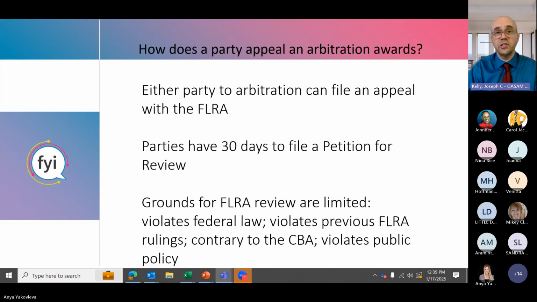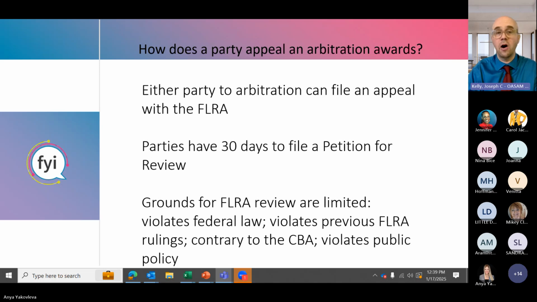To appeal an arbitration award, either party can appeal if they're unhappy with the arbitrator's decision. But I would caution that just being unhappy with the arbitrator's decision is not enough justification to appeal that decision. The grounds for FLRA review are very limited, so agencies should be cautious about which cases they appeal. They need to have grounds that fit in the FLRA's jurisdiction to review arbitrator awards.